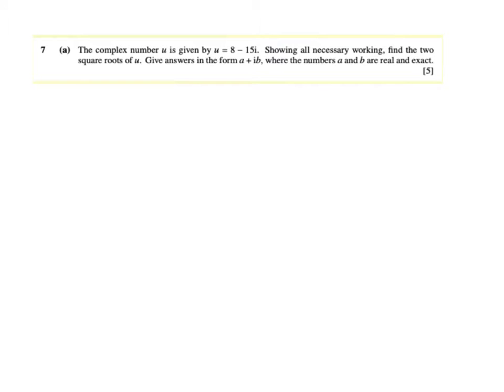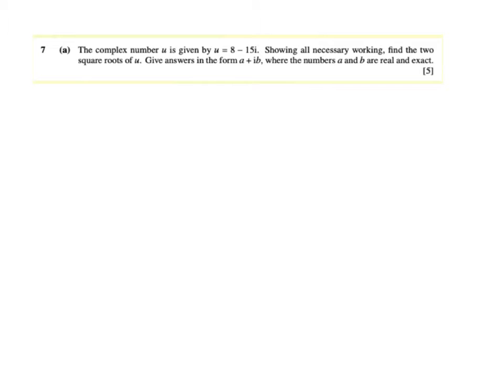The complex number u is given by u equals 8 minus 15i. Showing all necessary working, find the two square roots of u. Give answers in the form a plus ib, where the numbers a and b are real and exact.